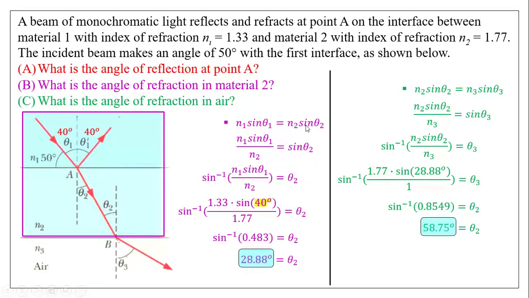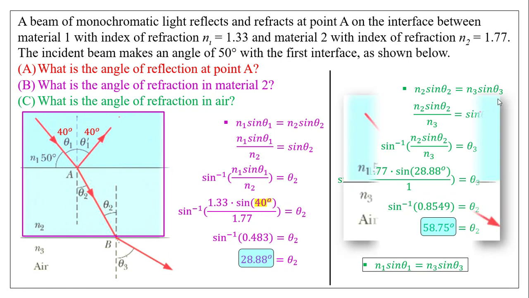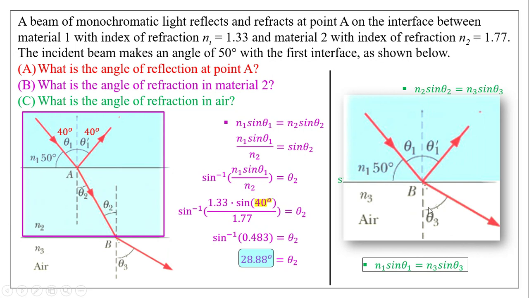Here I have a statement for n2 sine theta 2. Here I have a statement for n2 sine theta 2. So as you can see, I can actually set these two statements equal to each other. So ultimately, I can bypass that second medium if one is not asked of me. So I can actually just go from medium 1 to medium 3. Why? Because n2 sine theta 2 equals n1 sine theta 1, but n2 sine theta 2 also equals n3 sine theta 3. So I can set those two statements equal to each other. So you can just bypass the medium in the middle if you like, okay?